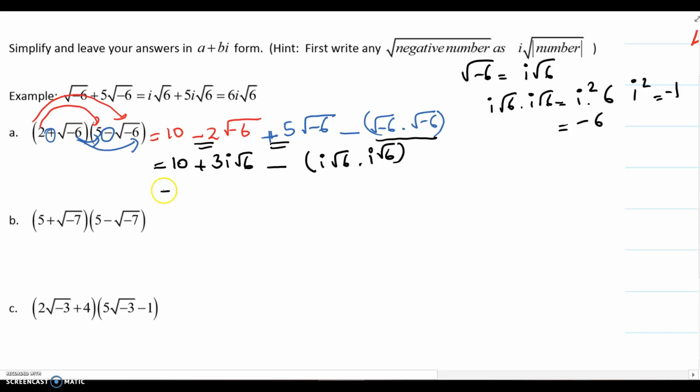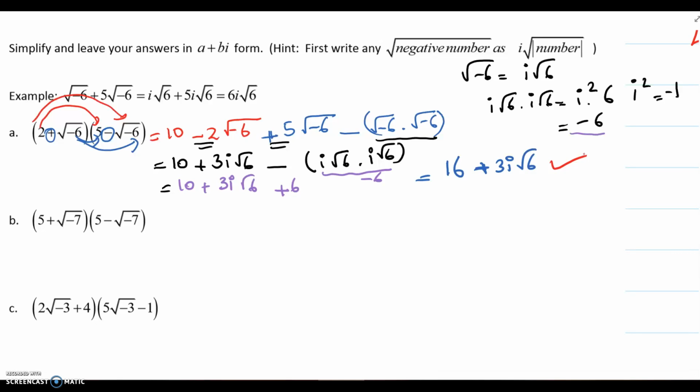All right, so if we want to write this line: 10 plus 3i minus, this portion we have done that job here, that was negative 6. However, we have negative there, negative, negative, positive. So then this will be equal to 16 plus 3i square root of 6. And I guess this is the answer in there. All right, I hope that helps you.